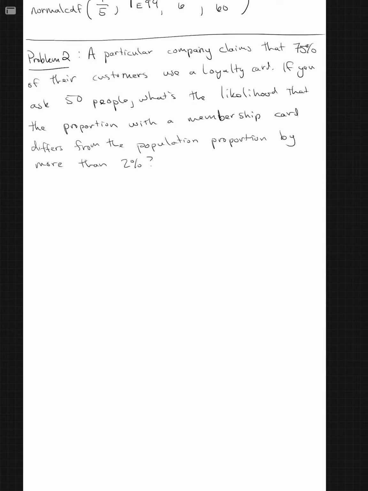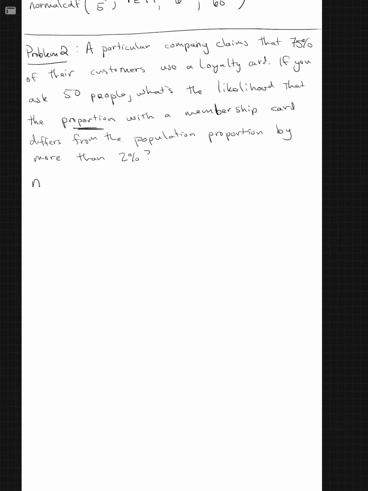Okay. So, this is clearly a proportion problem. So in order to make sure we can find probabilities for it, we need to know N and P. Right? You're asking 50 people, so that tells you that your sample size is 50. And this first sentence is about all of their customers, so that tells you that the population proportion is 75%. Right? Which we might use later is the same as 3/4. Right? We can use whichever one of those makes it easier for us.